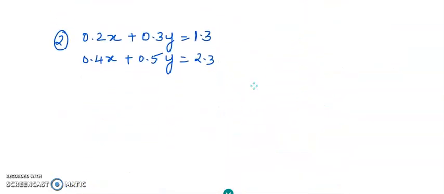Now here the coefficients are decimals. To remove the decimals, first we look at the decimal places for each coefficient in the first equation. So it's 0.2, 0.3 and 1.3, which means the whole equation has one decimal place.